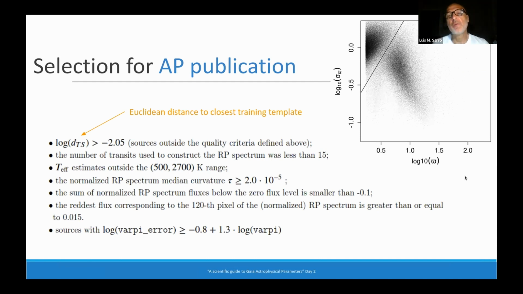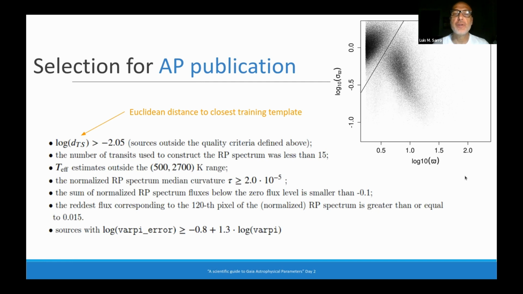But of course, if we apply the same criteria as for the rest of DR3, there would be probably no RP spectrum published, or very few spectra published. So basically, these are the criteria for AP publication. We publish sources with a Euclidean distance to a set of training templates greater than some threshold, which is minus 2.05.